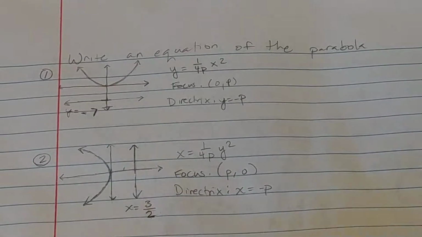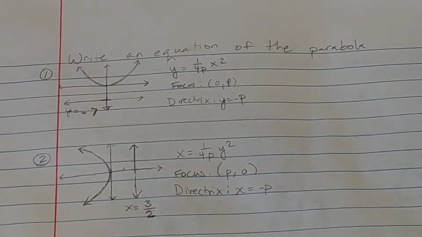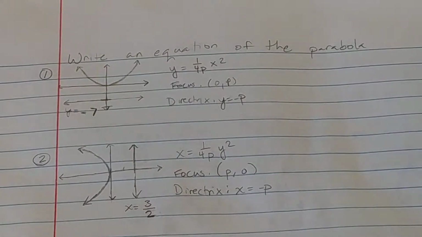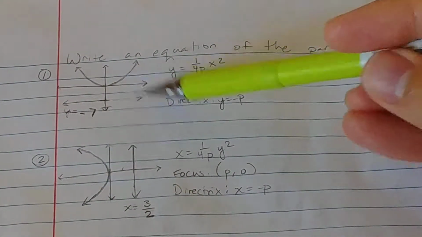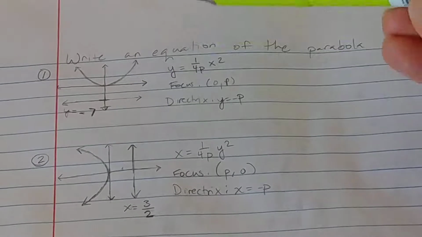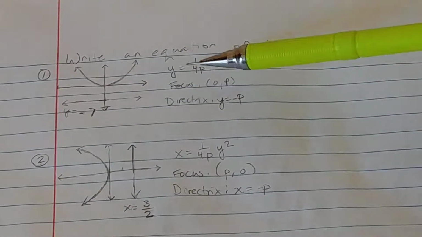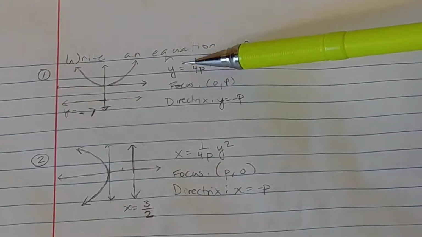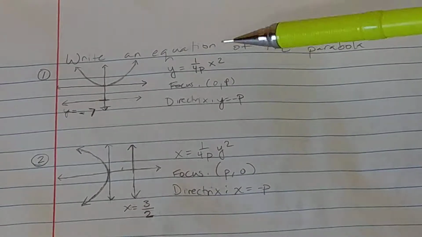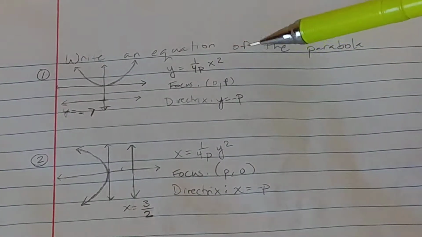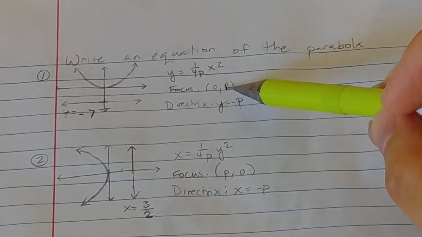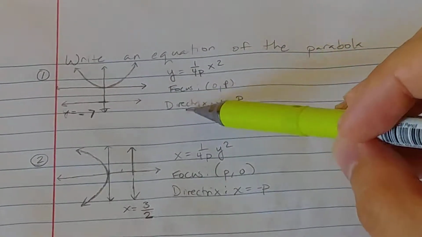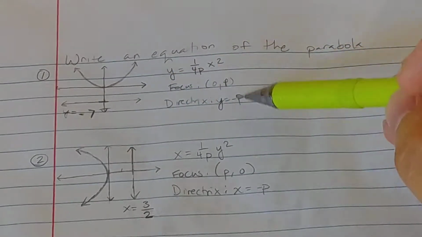Alright, so today we're going to look at writing an equation of the parabola given the graph and directrix. Here we need to know that if the parabola is opening up or down, then it's going to follow this function: y equals 1 over 4p x squared, and the focus is (0, p), where the p is on the y, remember, and the directrix is y equals negative p.